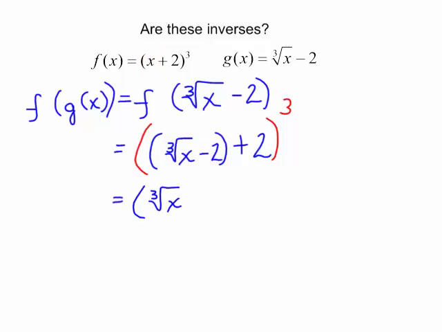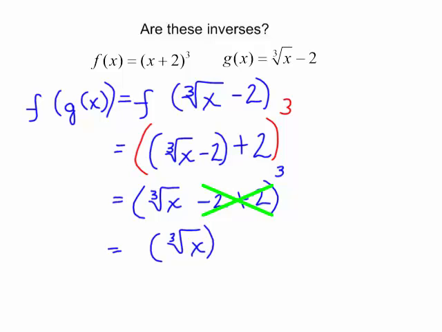That would be the cube root of x minus 2, plus 2, cubed, which is equal to the cube root of x cubed, which is just x. F of g of x is equal to x. Now, let's find g of f of x.